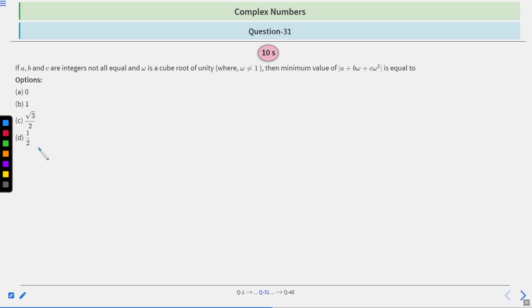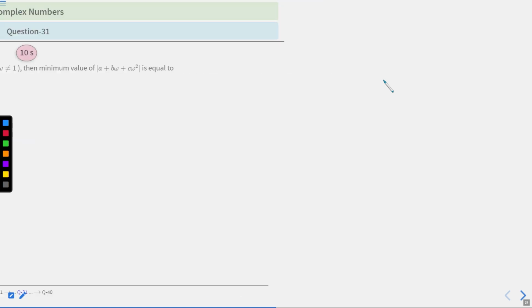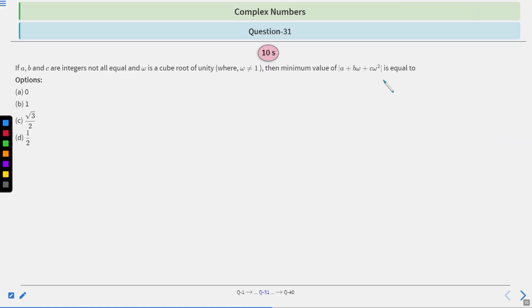Question number 31. If A, B, C are integers, not all equal, and omega is the cube root of unity, where omega not equal to 1, then we have to calculate the minimum value of mod A plus B omega plus C omega square, right? So let's move to the solution part after 10 seconds.